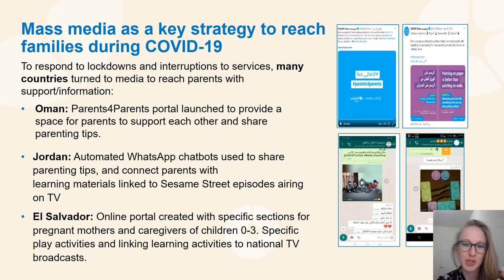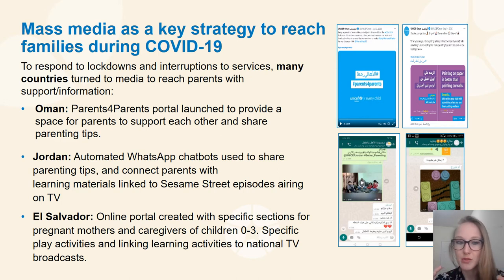As Radhika has shared, in Serbia and Zambia, mass media campaigns were a key component of the agenda to promote nurturing care. When the COVID-19 pandemic began, we saw many countries also adopt mass media campaigns as a key strategy to reach families and to respond to lockdowns and interruptions in services. There are many examples of this. We've just highlighted 3 here to show some of the ways that campaigns can support parents and caregivers at home.